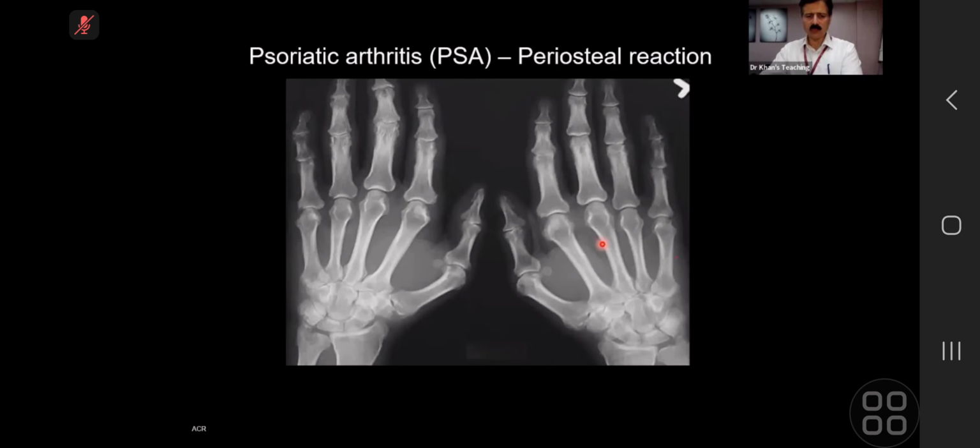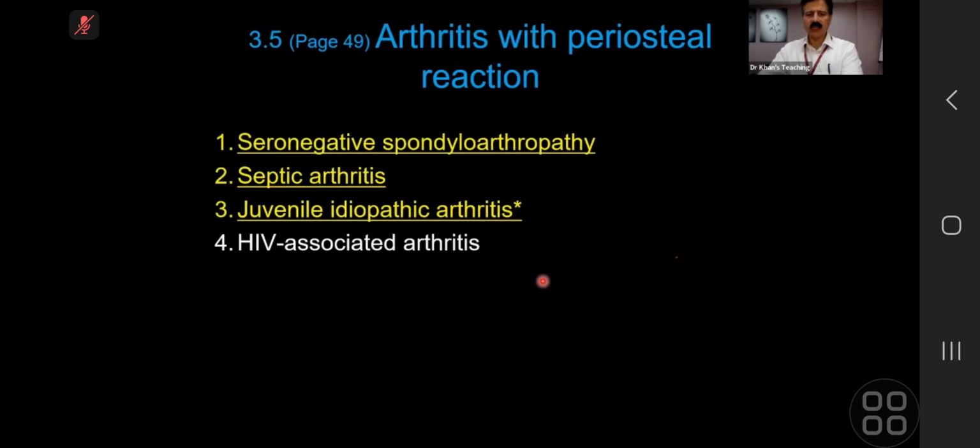Now, please remember that if you see periostitis, as in periosteal reaction, top of the list should be psoriasis. And this is the differential in your Chapman, arthritis with periosteal reaction, and seronegative arthritis is the most common, and within that, PSA is the most common.